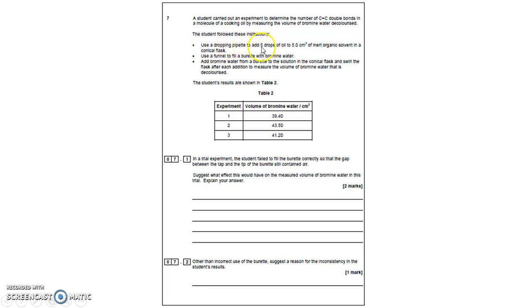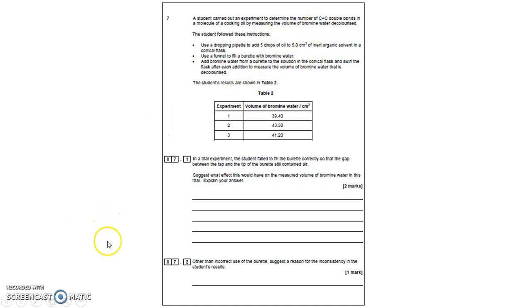You wouldn't use a drop-in pipette. You'd use a normal pipette. You wouldn't use such a small volume of 5 drops of oil. So that's immediately making me think that there's something wrong with this experiment. But anyway, we've got bromine water in the burette. We've got a very small amount of oil using a drop-in pipette into a flask.